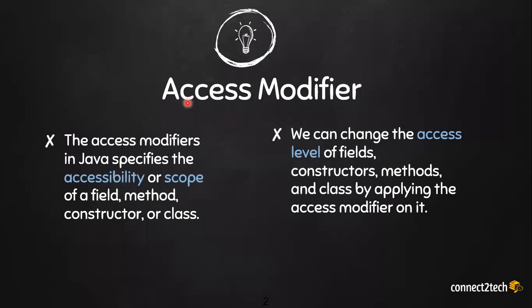So let us talk about access modifiers today. The access modifiers in Java specify the accessibility or scope of a field, method, constructor, or class.